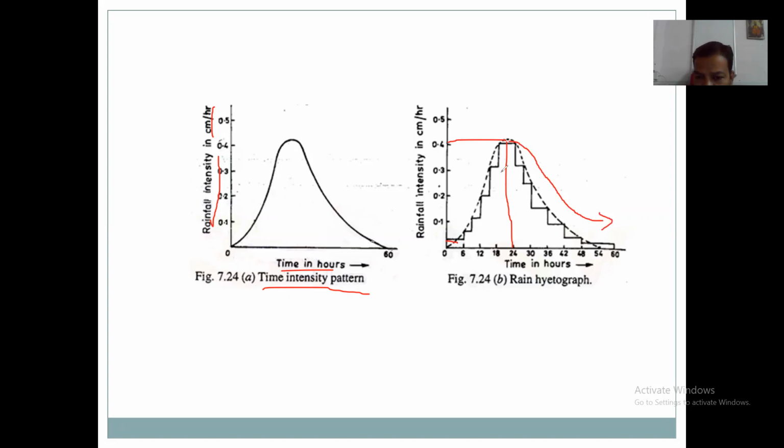so this is the rain hyetograph. The bar chart is plotted below this hyetograph. The dotted line shows the curve that is plotted between time in hours and rainfall intensity. This is a rain hyetograph. Like I said, a rain hyetograph is a graph plotted between rainfall intensity and time, represented by this bar chart. The area under this hyetograph is measured.